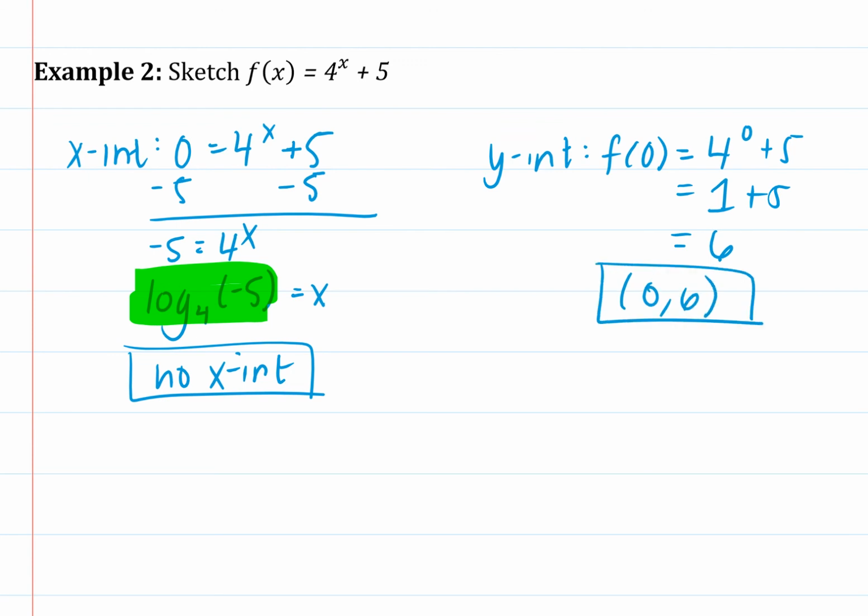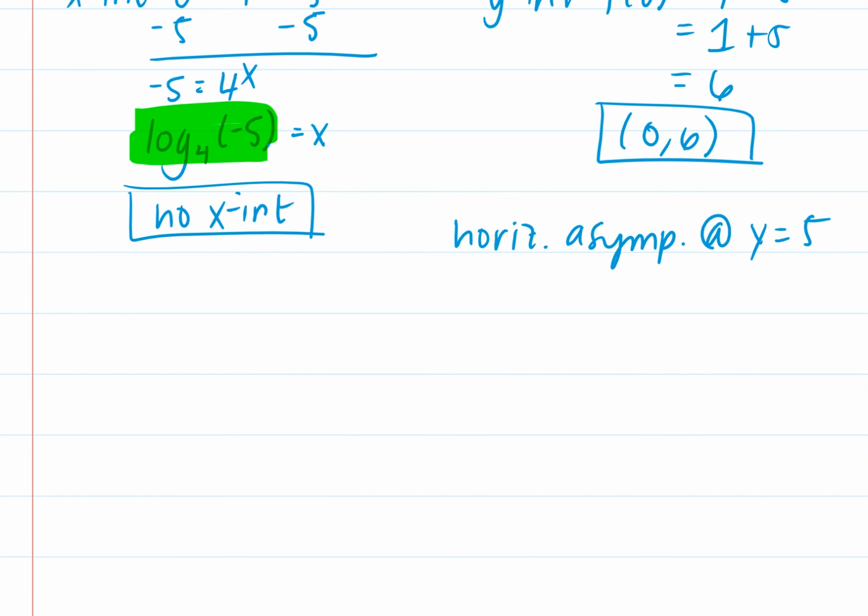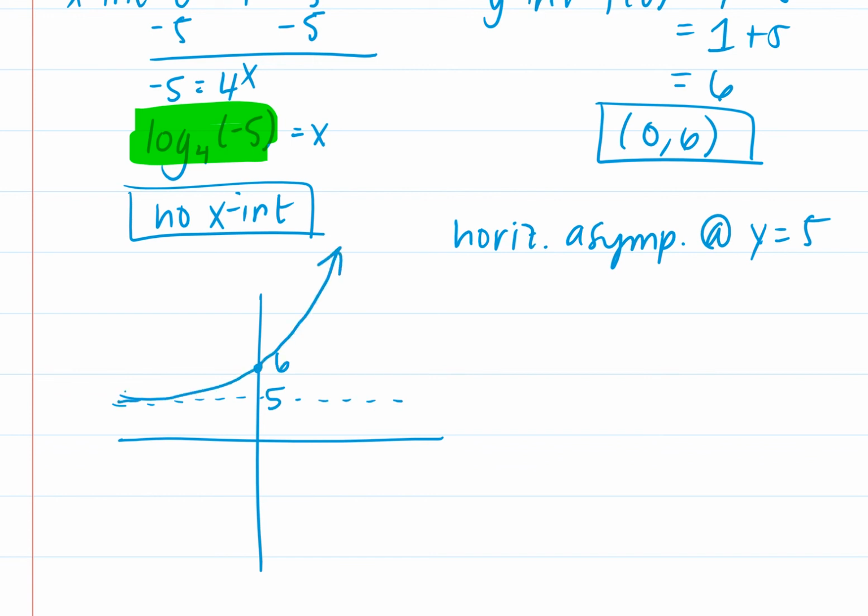So here's our y-intercept. Now, to make the domain and range clear, we have to notice that the function has been vertically shifted up 5 units. So this time there's going to be a horizontal asymptote just on the left-hand side at y equals 5. So let's go ahead and plot those values. Make it clear that our function is going to get closer to the horizontal asymptote at the left-hand side and then increase dramatically on the right-hand side.